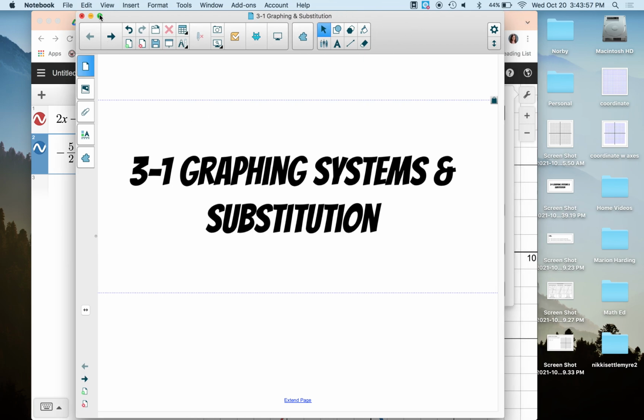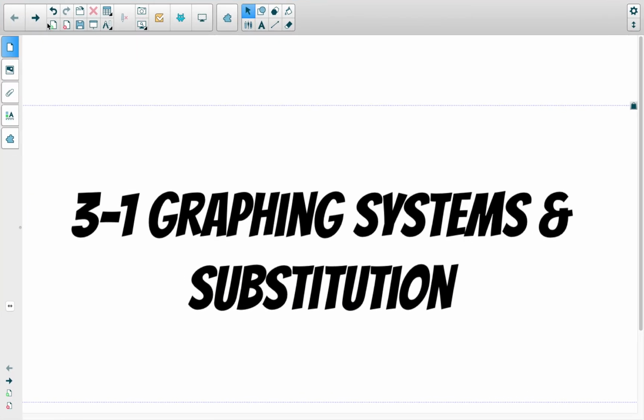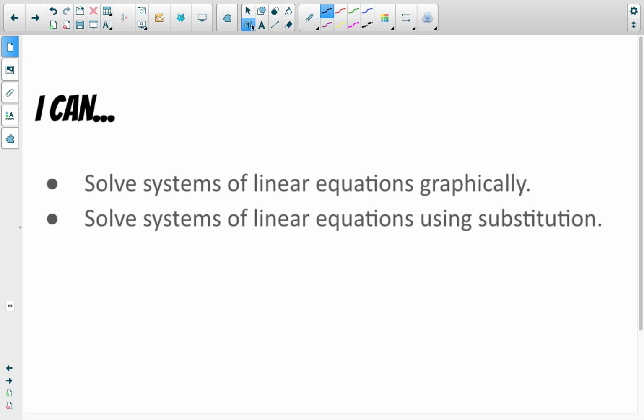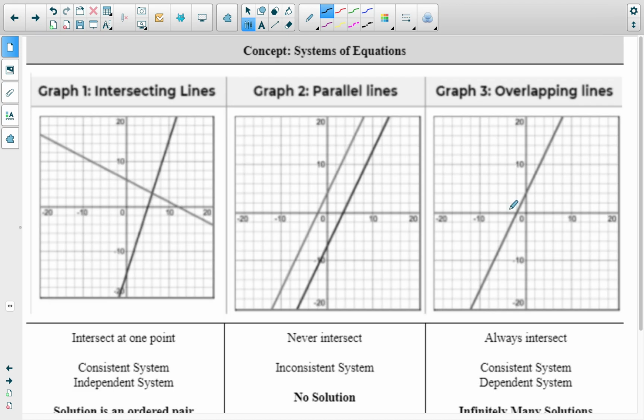This is 3.1, all about graphing systems and substitution. So when we talk about systems of linear equations, we just mean that there are two equations that we're working with, and then those lines have three different options for how they can interact with each other. Today we're going to talk about graphing these and then using substitution to figure out what their solutions are.